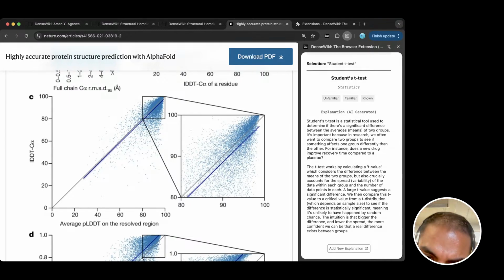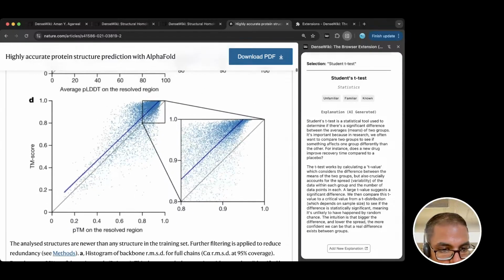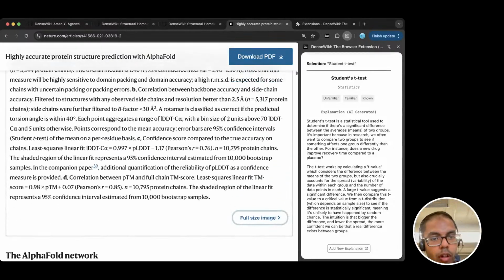Yeah, the confidence score, least squares linear fit. Okay, 10,000 protein chains, the shared region, 95% confidence. Okay, added quantification of reliability as a confidence score is provided. Basically means that their own prediction of the test score is very good, right? Then finally, D is correlation between pTM on the resolved region.